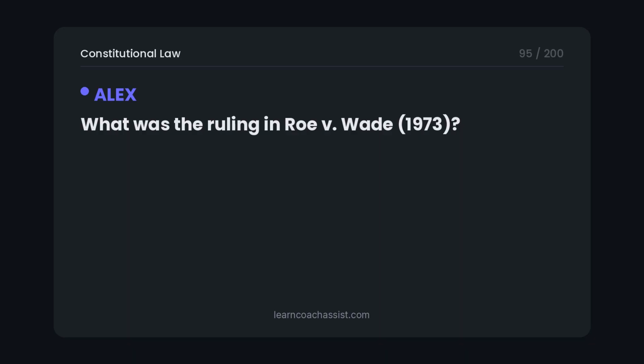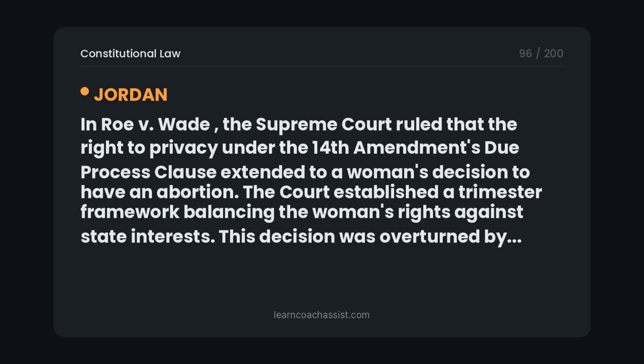What was the ruling in Roe v. Wade, 1973? In Roe v. Wade, the Supreme Court ruled that the right to privacy under the 14th Amendment's Due Process Clause extended to a woman's decision to have an abortion. The court established a trimester framework balancing the woman's rights against state interests. This decision was overturned by Dobbs v. Jackson Women's Health Organization, 2022.